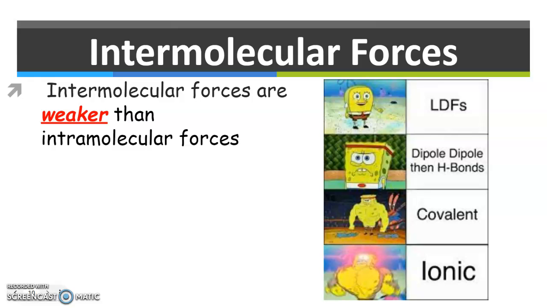So intermolecular forces, again, are weaker than the intramolecular. So intermolecular are going to be LDFs, dipole-dipole, and then hydrogen bonds. So LDF, dipole-dipole, hydrogen are intermolecular. And then intramolecular are the bonds: covalent, ionic, and it's not on here, but metallic would be as well, okay? And then this little SpongeBob depiction just shows you the order of how strong they are. So LDFs on the bottom, then dipole-dipole, and then hydrogen. So hydrogen is the strongest of the IMFs.